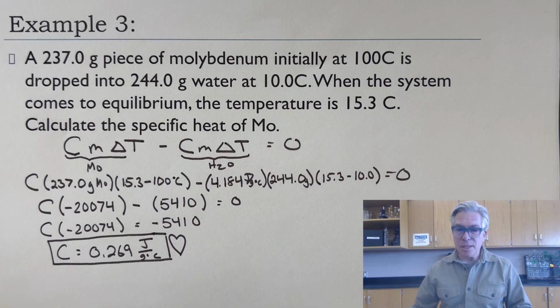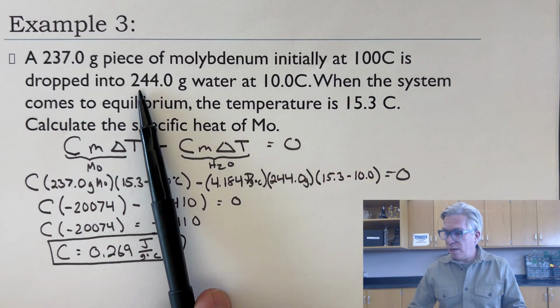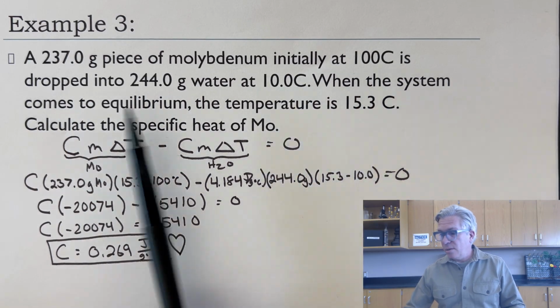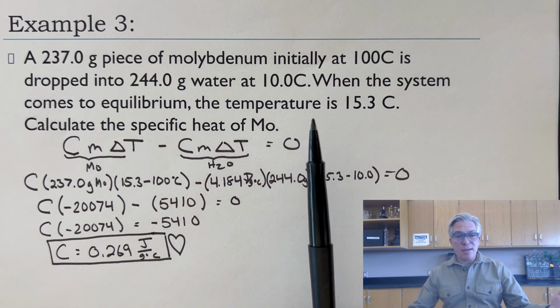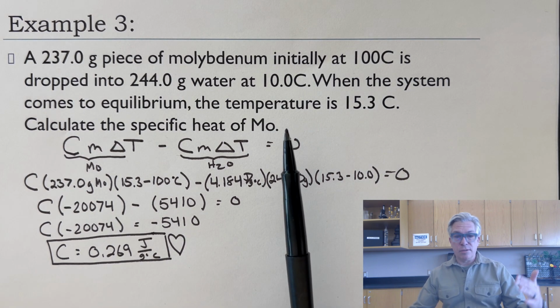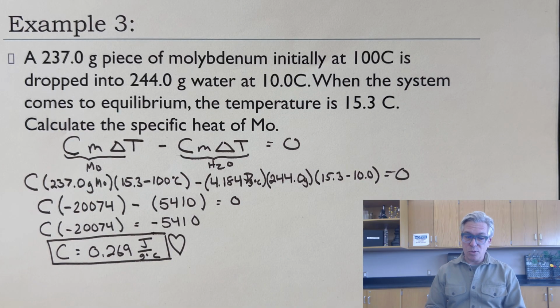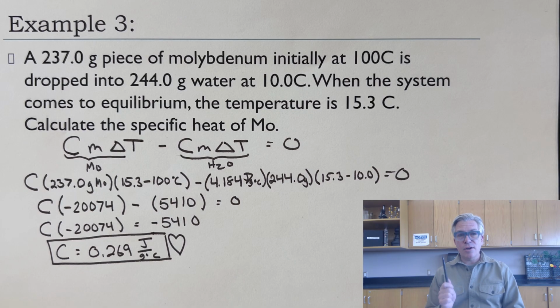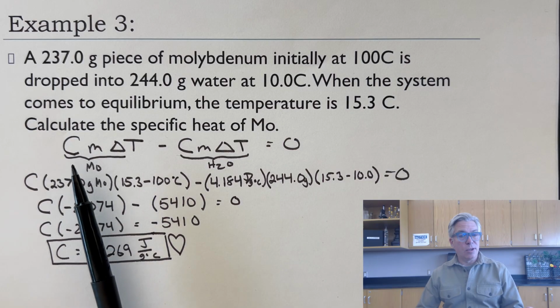Let's say I have a piece of molybdenum, just because why not? And it's initially at 100 degrees Celsius, is dropped into 244 grams of water at 10 degrees. When the system comes to equilibrium, the temperature is 15.3. So the water went up a little bit. Didn't go up a lot because water has a really high heat capacity compared to metals. Metals will change their temperature a lot more. I'll pause here and say one thing that in conceptual form that I tell my students all the time. The higher the heat capacity of a substance, the lower and slower its temperature change is going to be. It's not going to change much. The lower the heat capacity of a substance, the higher and faster its temperature change is going to be. So the molybdenum is going to change a lot. The water is going to change very little.